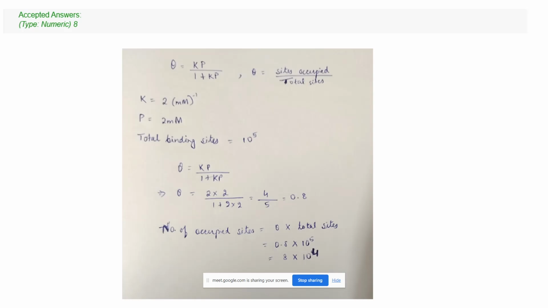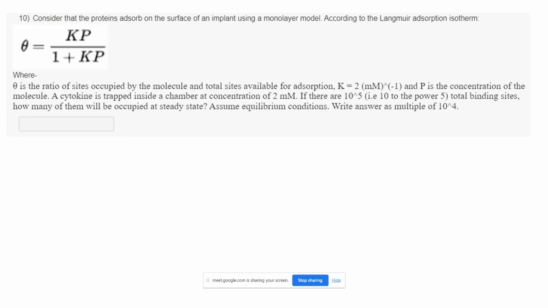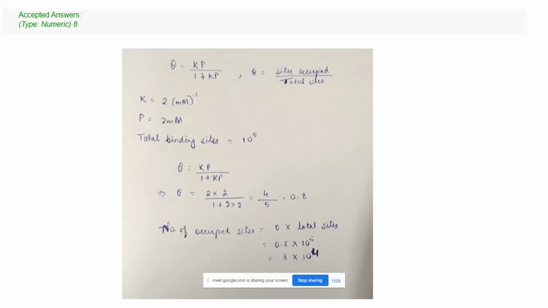Since the answer is asked as a multiple of 10 to the power 4, the answer will be 8.